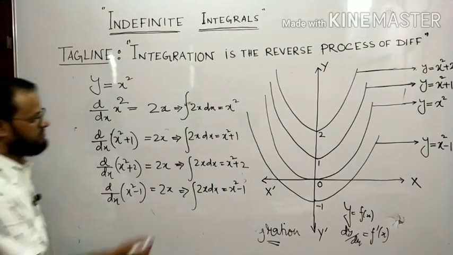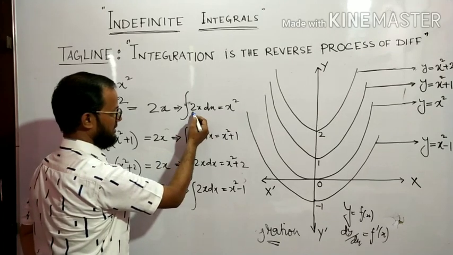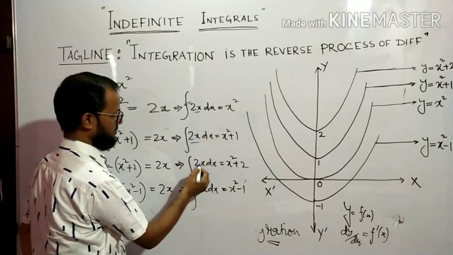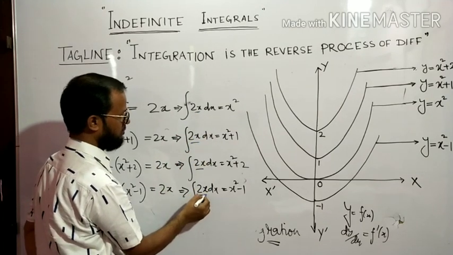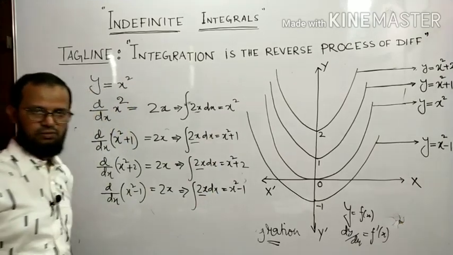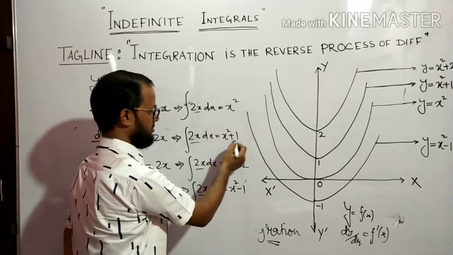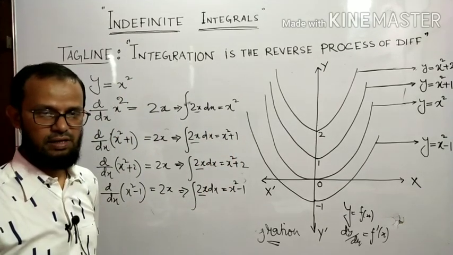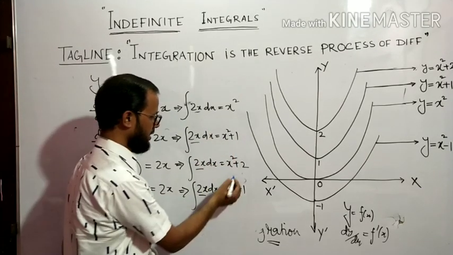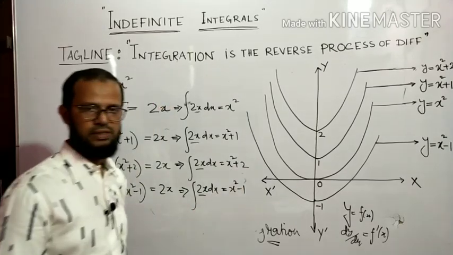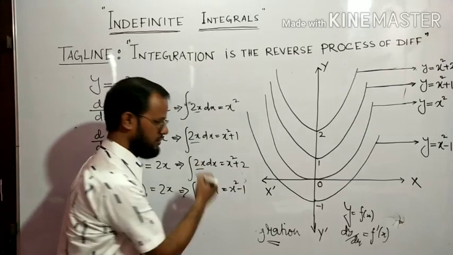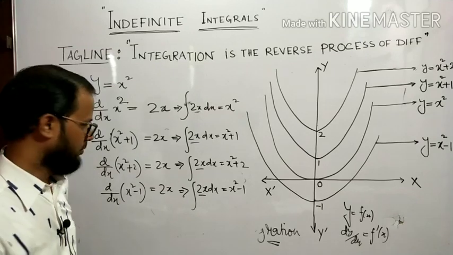So same the integrand of and antiderivative of twice x, all are different. All are, we are getting different curve, x square representing a parabola, x square plus 1 also representing a parabola, but a different curve with different vertex. X square plus 2 also represent a parabola, x square minus 1 is also representing a parabola.